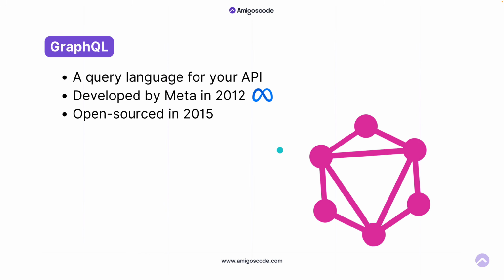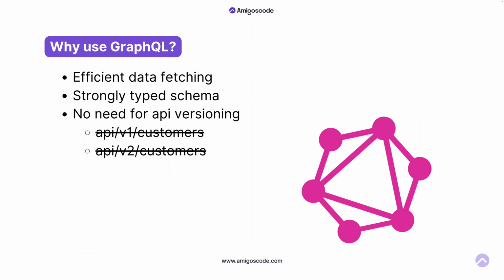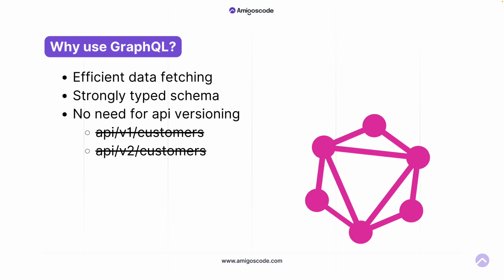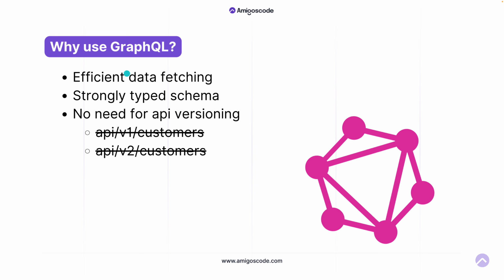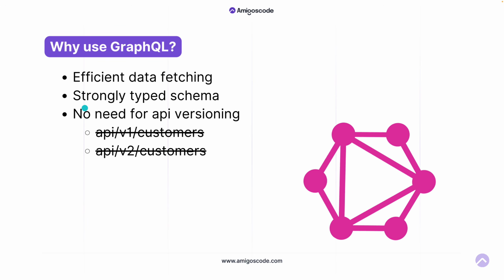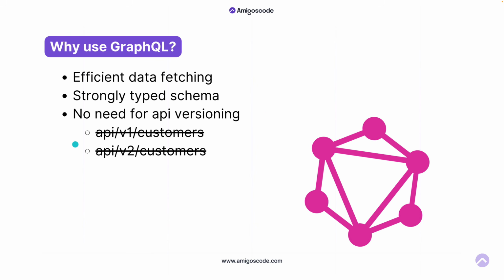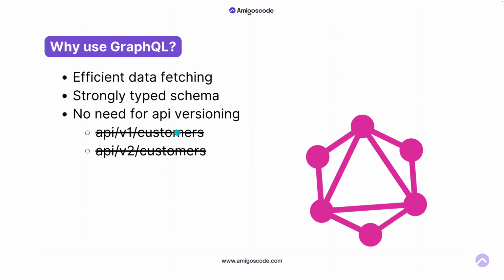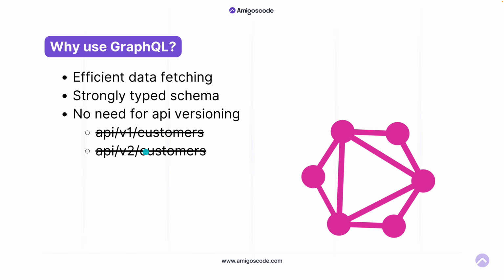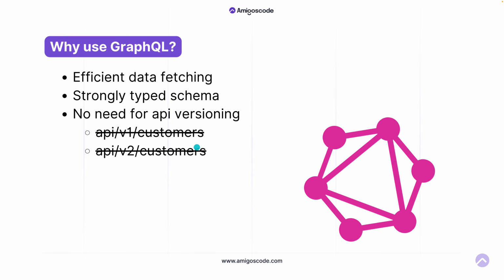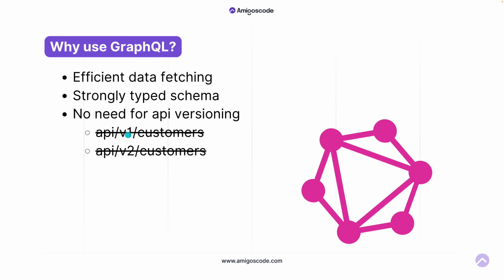open source in 2015. Now, it's been growing in popularity, and one of the main reasons why you want to use GraphQL is because it provides efficient data fetching. It also comes with a strongly typed schema. And one thing which I kind of like is that there is no need for API versioning. Sometimes you see API v1 and then customers, for example. Then if you have a new version of your API, you have to deploy that version and then make sure that all the clients start using version 2 before you can actually deprecate version 1. So all of this goes away.